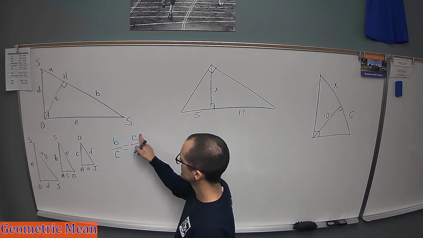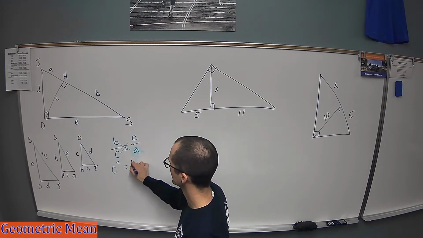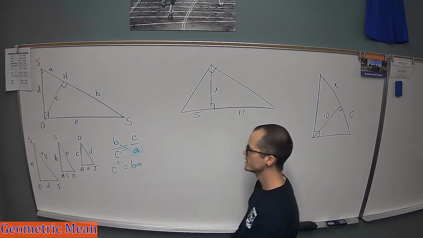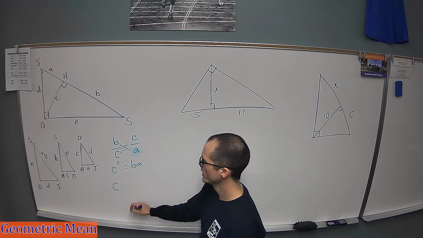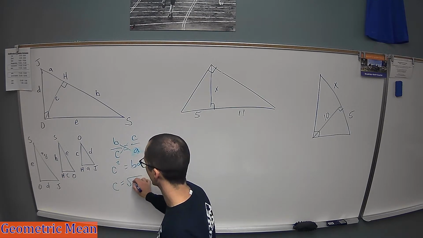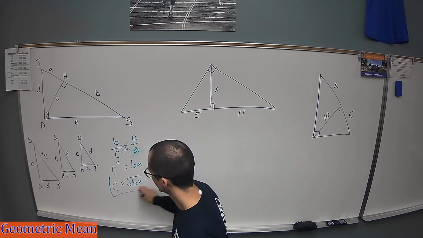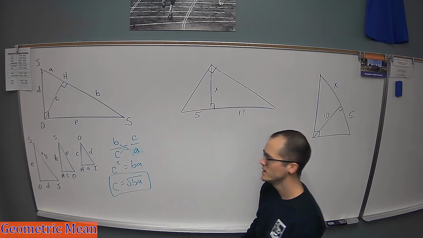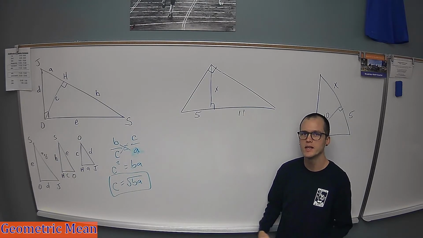Okay, so if this ratio is true, and we do a little bit of cross multiplication, meaning we're going to do C times C to get C squared, and then B times A to get BA. Let's say we wanted to solve for C. I would take the square root of the left side and the square root of the right side. This equation right here, C equals the square root of B times A, we call the geometric mean.